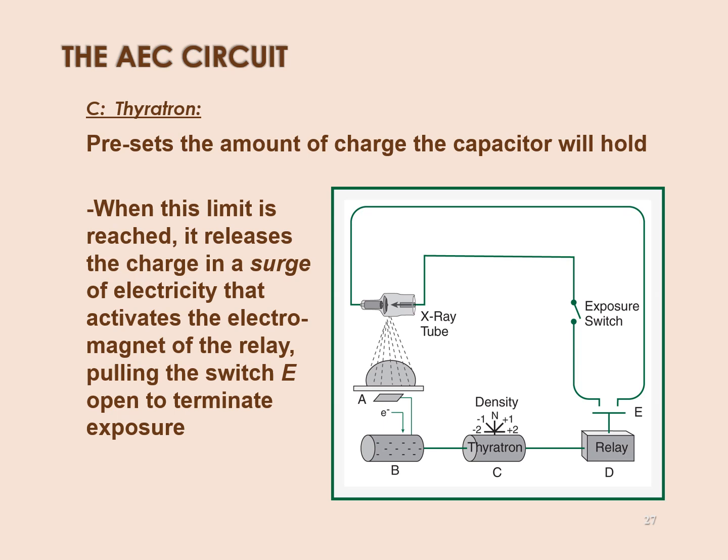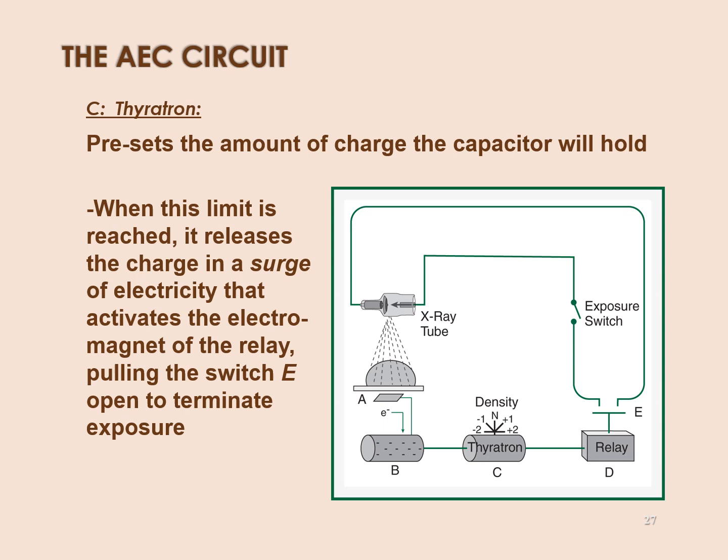Okay? But once the chamber collects enough ions and the capacitor at B builds a strong enough charge, it reaches what's called the charge threshold and releases a surge of electricity past the thyratron to activate the relay and pull on the electromagnet to open the exposure circuit. And as we know about electricity, only closed circuits conduct electricity. So as soon as the electromagnet breaks the circuit at E, the exposure terminates.